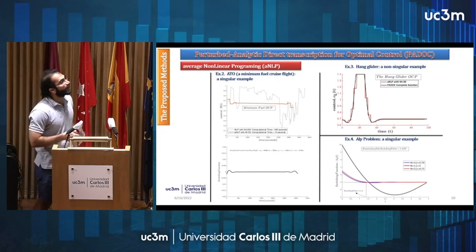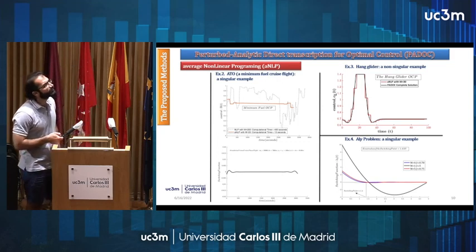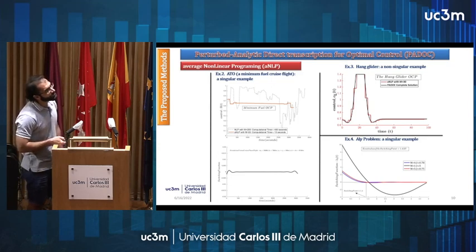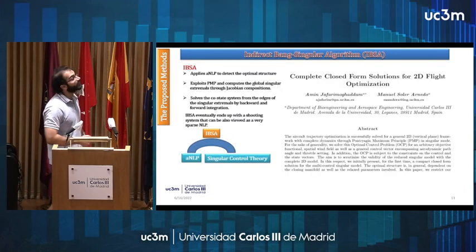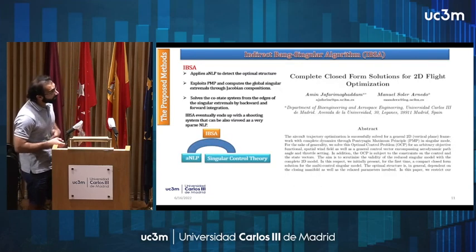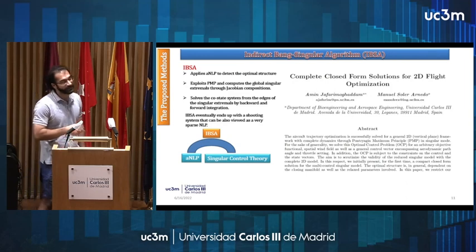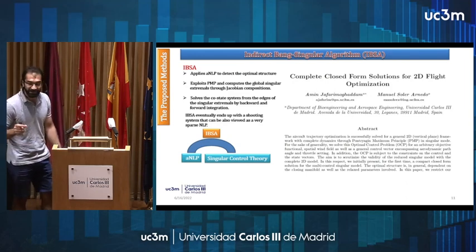Okay, and this is another problem, which is the alley problem. Again, the ANLP here shows its performance moving from M1 to M4, and the optimal structure is immediately detected. The last algorithm here is linked to a paper that is in its last stage before submission.